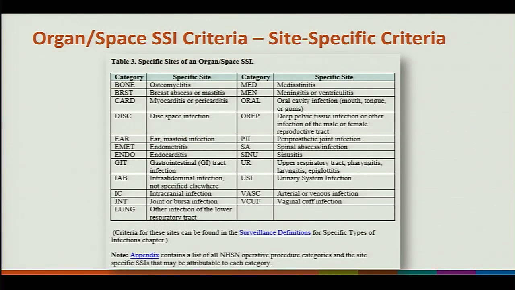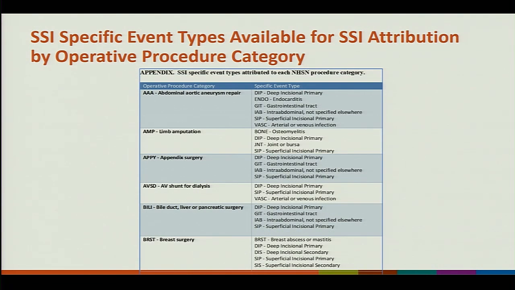So Table 3 in the SSI protocol lists the specific sites eligible for organ space SSI citation. And these are defined in Chapter 17, their definitions. And this is the appendix that I was talking about in the back of Chapter 9. This basically goes through all 39 NHSN operative procedures and shows you what specific event types can be assigned to that procedure category. It used to be that you would only know by going into the application and then going to the drop down and making a determination that way, well, that was a little bit cumbersome. So this table was put together to show users that, for example, following an AMP procedure, the patient could have a superficial incisional SSI, a deep incisional SSI, or they can have a joint or a bone assigned to that procedure category.